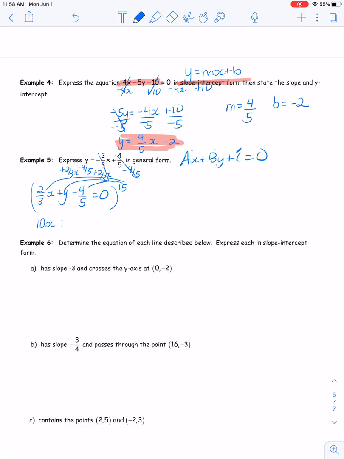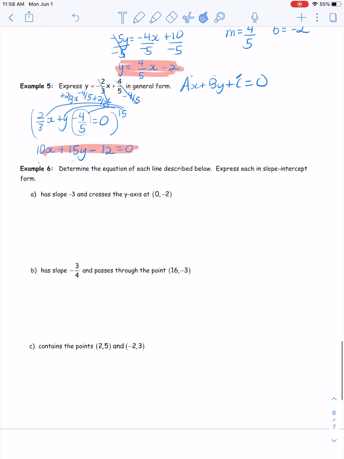Yeah, so that's 10x plus 15y minus 12. So -4/5 times 15 is -12. And if you're not sure, please just use your calculator, okay? So that's actually all we need to do for this one. This is now in general form. And just to double check, my a value is positive and I have no fractions.